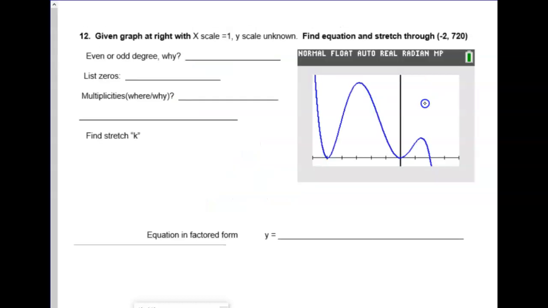Okay, this question. First of all, is this an even or odd degree? Okay, how do you know it's odd? Yep, the little end behavior guy here, right? So this is odd, and then it says y. I would just draw the ends, and it would be like this, because they go in opposite directions, okay?